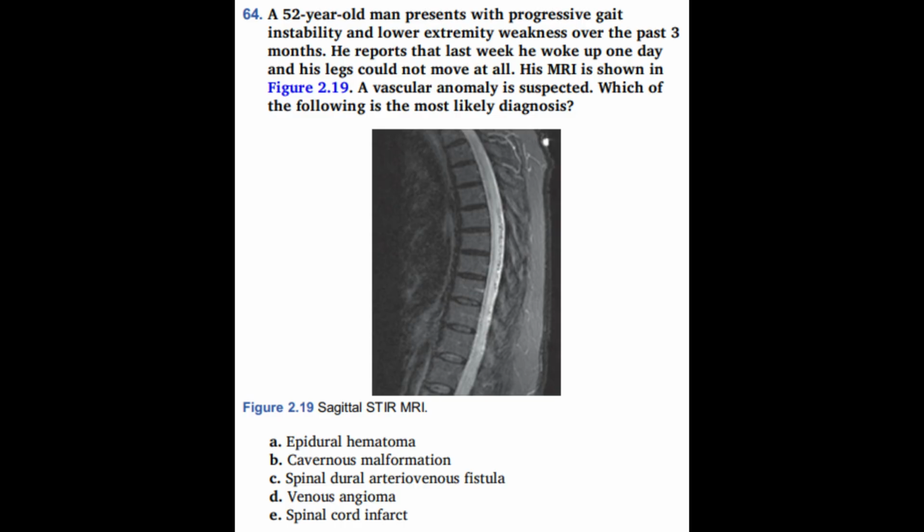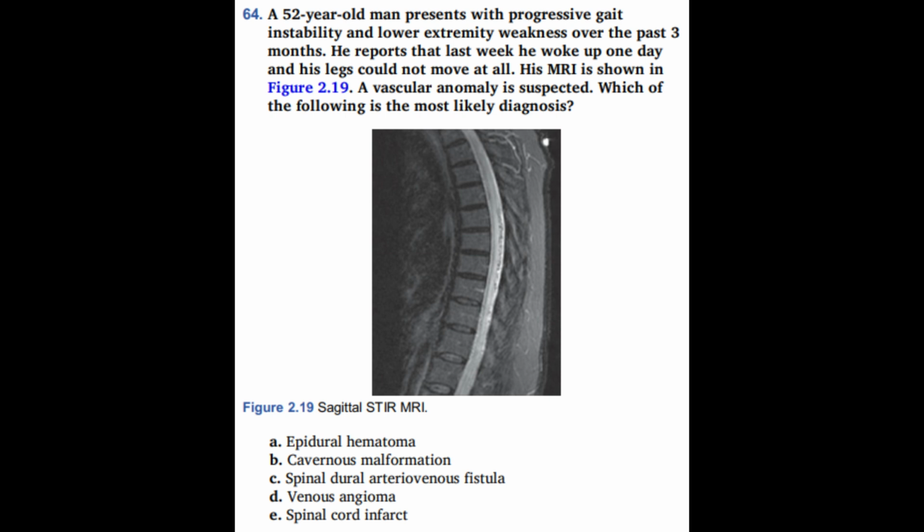Question 64. A 52-year-old man presents with progressive gait instability and lower extremity weakness over the past 3 months. He reports that last week he woke up one day and his legs couldn't move at all. His MRI is shown in figure 2.19 and a vascular anomaly is suspected. Which of the following is the most likely diagnosis?